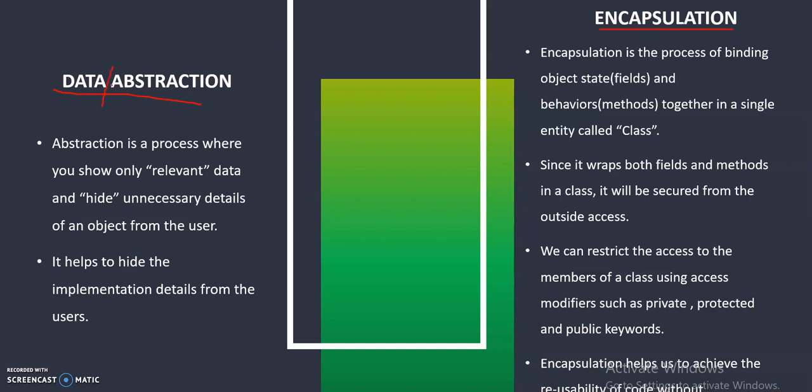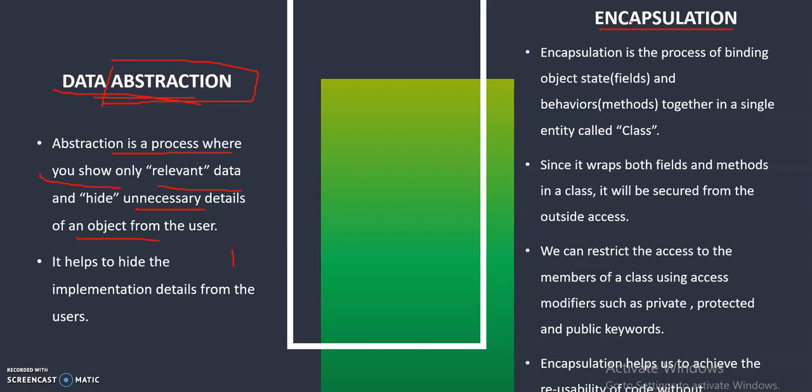Abstraction means hiding some details that are not relevant to the user. Abstraction is the process where you use only the relevant data and hide the unnecessary details of an object from the user. Unnecessary detail means the implementation detail, so that the user cannot go into the implementation part. Like in a GUI, the user does not know about the implementation of the GUI. So like this, we use data abstraction here.